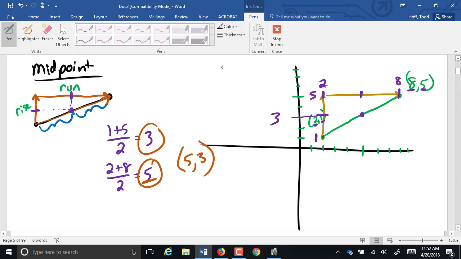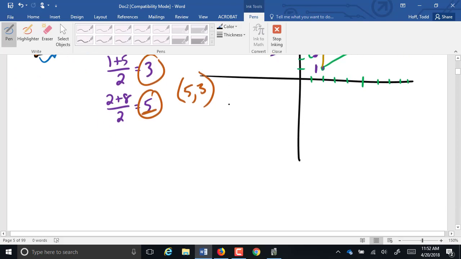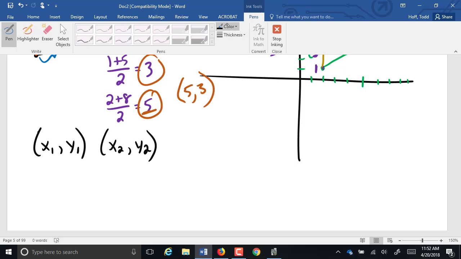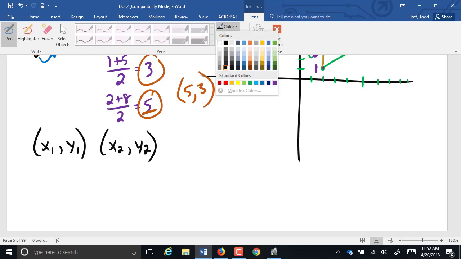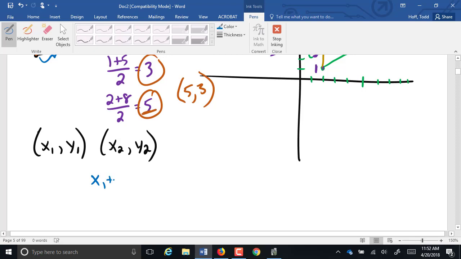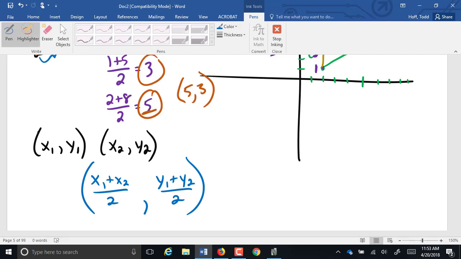So what that does for us is it gives us a formula. Given those points x1, y1, and x2, y2, the midpoint, the point exactly between those 2 points, is the average of the x-coordinates and the average of the y-coordinates. Now note here, because we are adding, the order doesn't matter. x1 plus x2 or x2 plus x1 will give us the same result there.